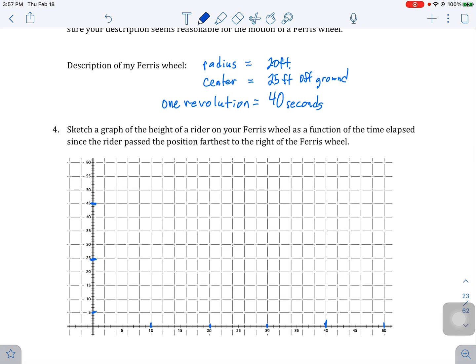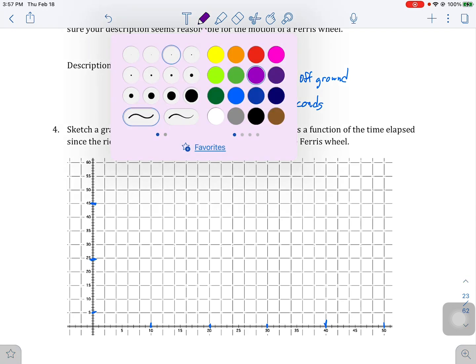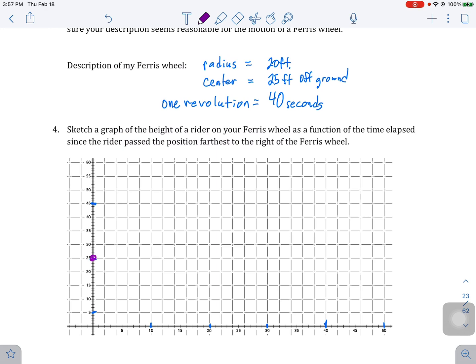So take a radius of 20, center at 25 feet, on a 40-second revolution. We can get a general idea of what this looks like by saying it's going to start here. If it's 40 seconds, then we've got 360 degrees every 40 seconds. That means it's 9 degrees per second. That's the angular speed. So we know it's going to drop down after 10 seconds to 5, hop back up, then pop up to the highest point, which is 45, then drop down again, and then it's going to repeat.